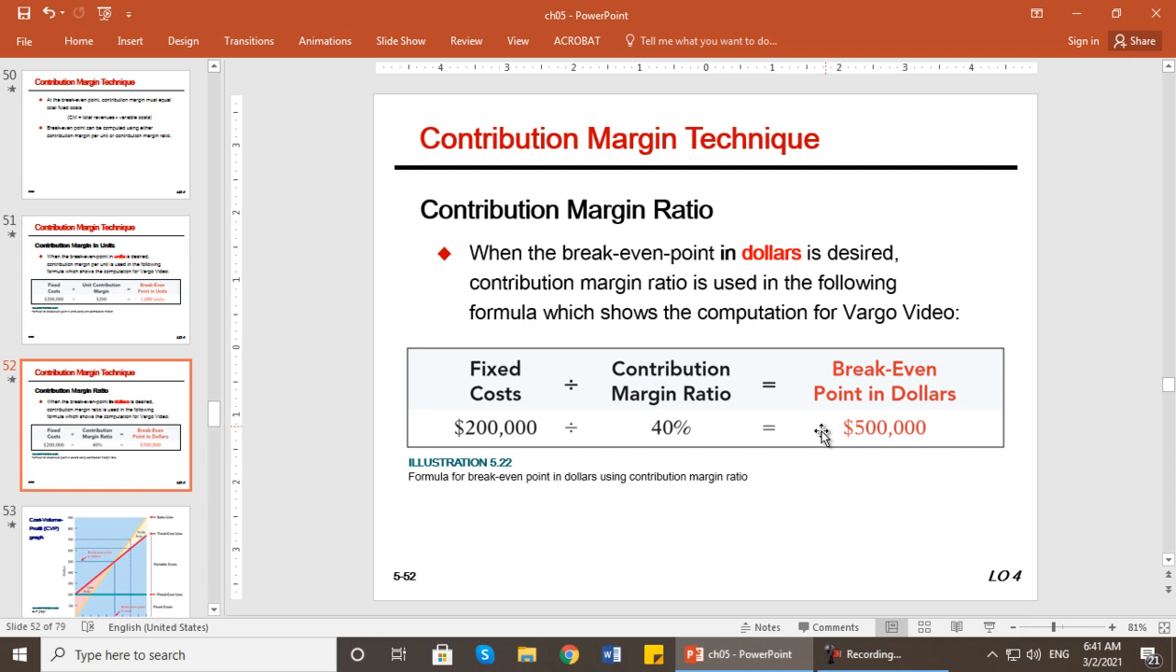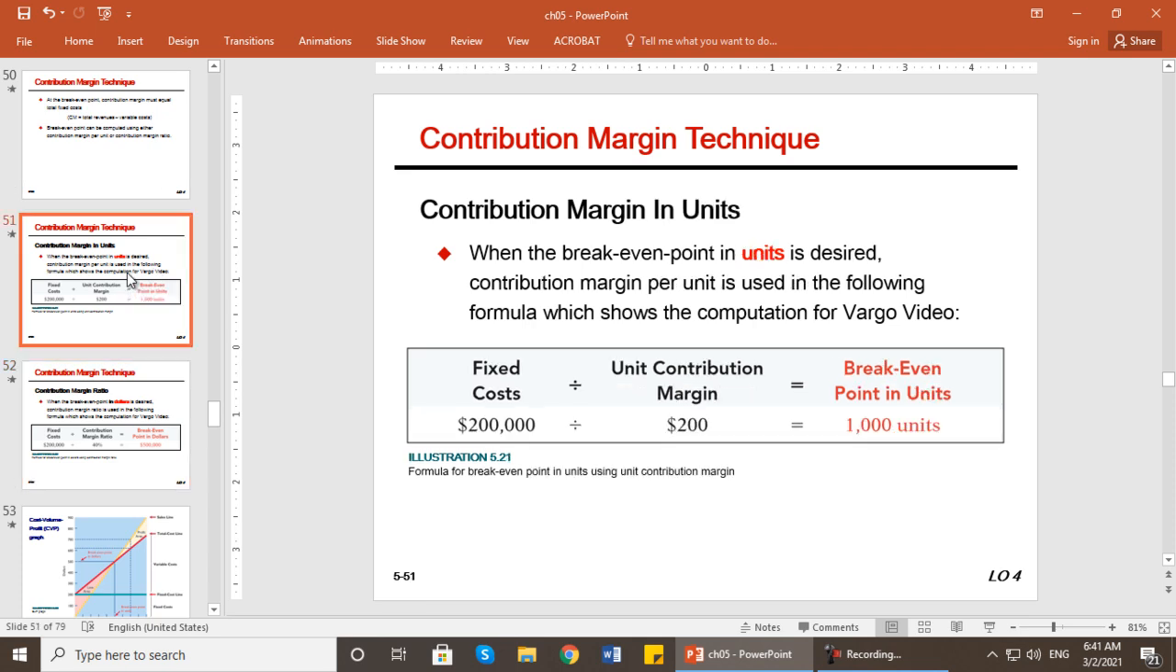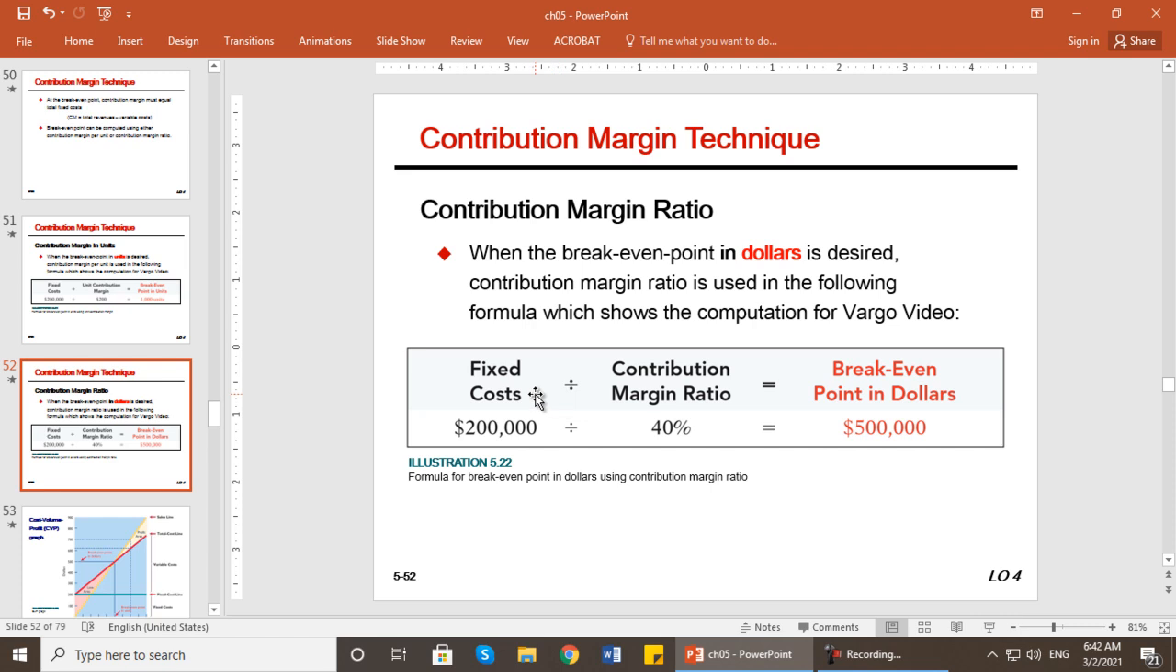Also, I can reach this answer another way: break-even in units 1000 times the selling price 500 equals 500,000. So break-even point in dollars equals break-even in units 1000 times the selling price per unit 500, or we divide fixed cost by contribution margin ratio. So break-even point in dollars, we can calculate in two ways.